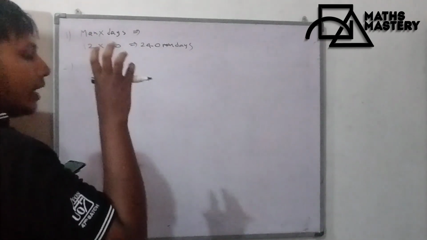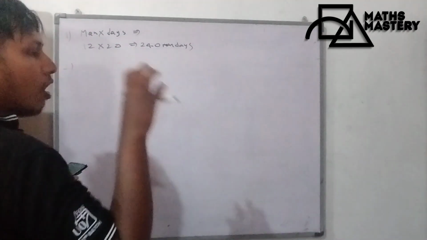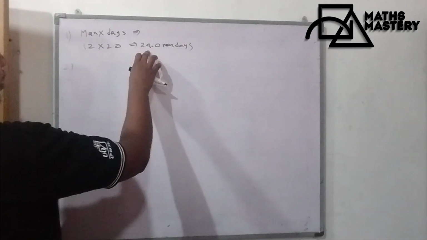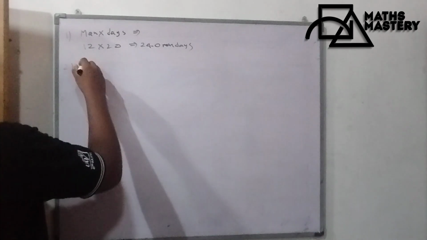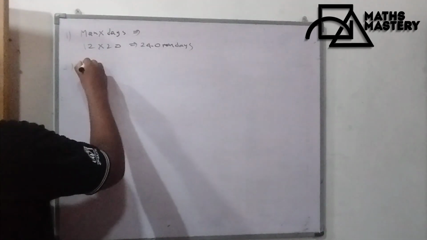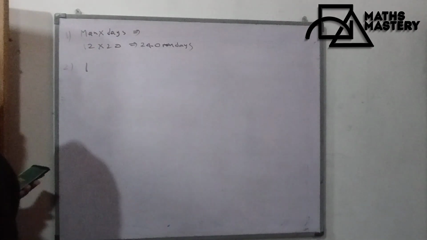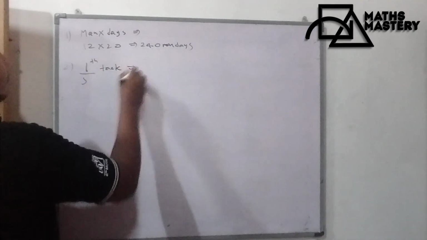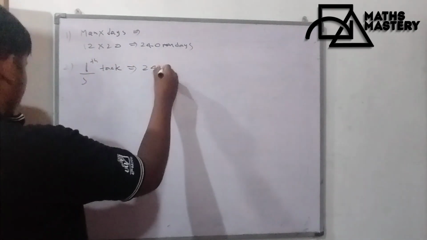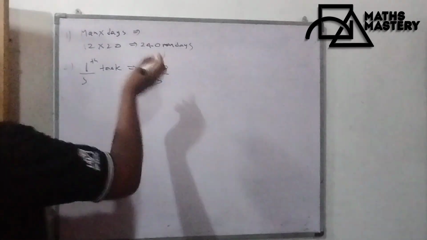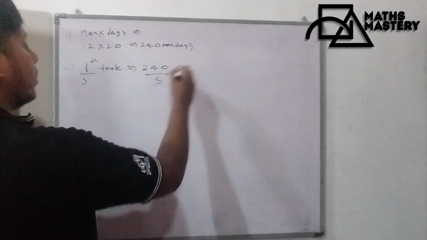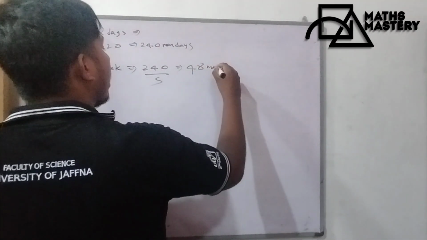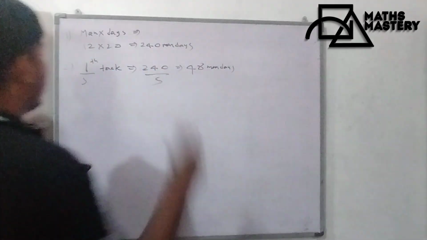In the second question, what we are supposed to do is first find the magnitude of the work which was done. So this is 240. You are supposed to divide it by 5 to find the one-fifth task done. So 240 you should divide by 5. If you divide 240 by 5, you'll get the answer 48 man days. This was the task which was completed.